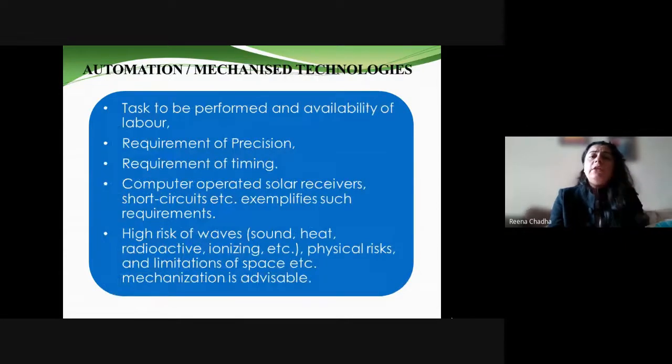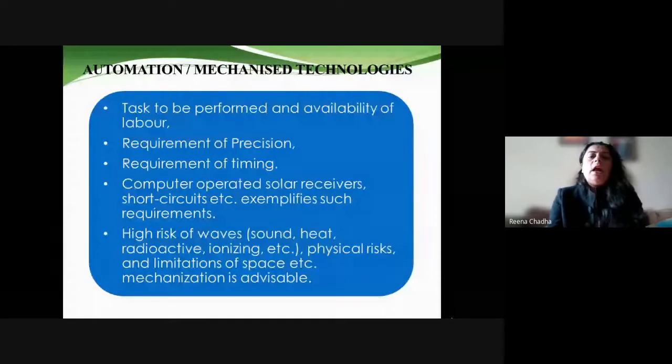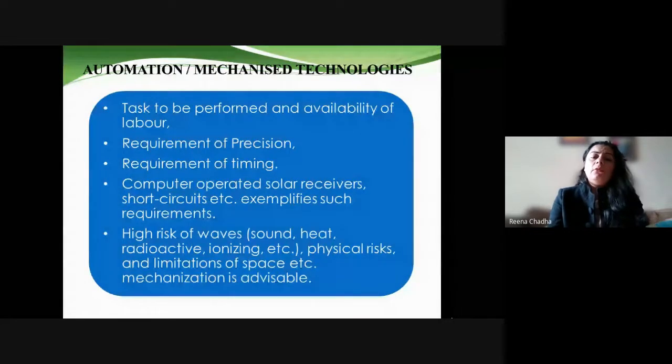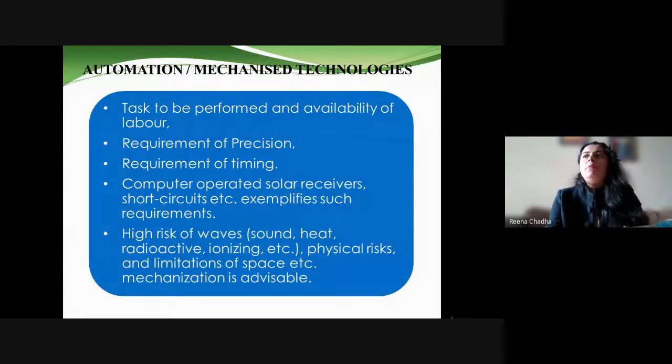Then you have automation or mechanized technologies. In automation, every task has to be performed and availability of labor has to be checked. Requirement of precision is there, requirement of timing is there, and all computer operated solar receivers, they are required for automation. Then we have high risk of waves emanating from our automated systems. So because then there will be a limitation of space. So when there is limitation of space and you need high quantity of production, then mechanization is advisable.